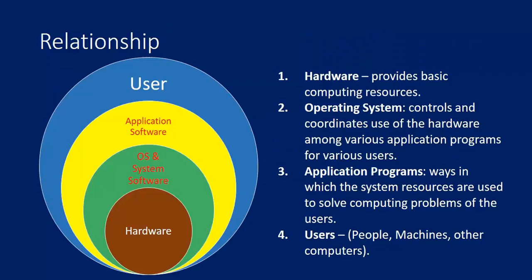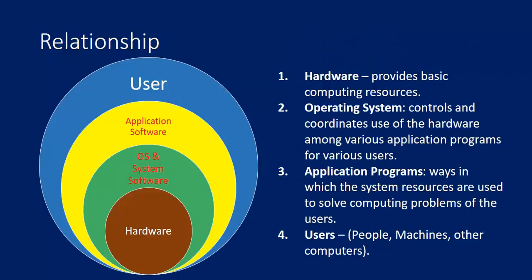Now here is the relationship between the user, application software, operating system or system software, and hardware. At the base level, at the bottom, it is hardware. With only hardware we can't do anything, it is dead material. Now to control this hardware, we need an operating system or system software, which can control the hardware and coordinate its use among the various application programs for various users, right?